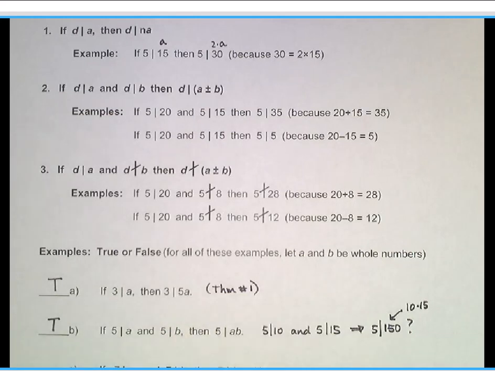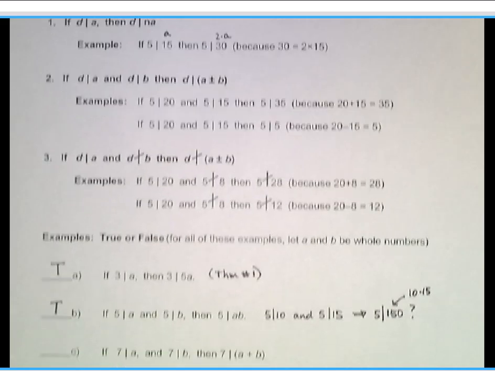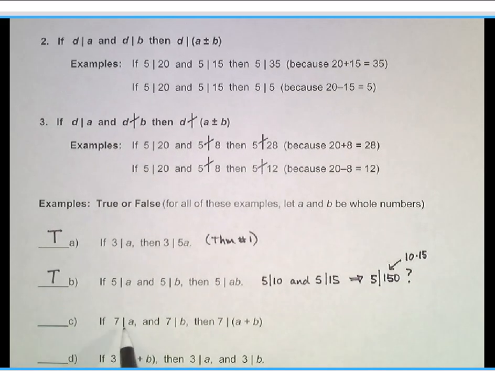So it looks like this is true. You would really need to sit down and do several examples to show that it's true. But I can tell you if 5 divides into A and B, then if you just multiply A and B together, we already know 5 is going to be dividing into both of those already. So it should divide into their product. So there's no theorem for that, but it is true. Let's try the next one. If 7 divides A and 7 divides B, then 7 will divide their sum.